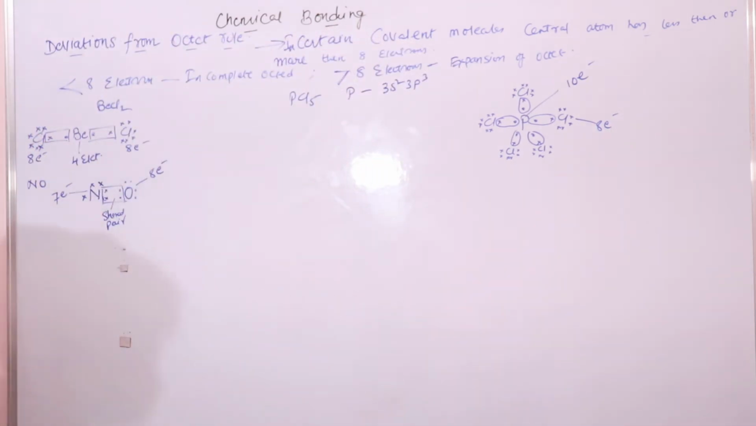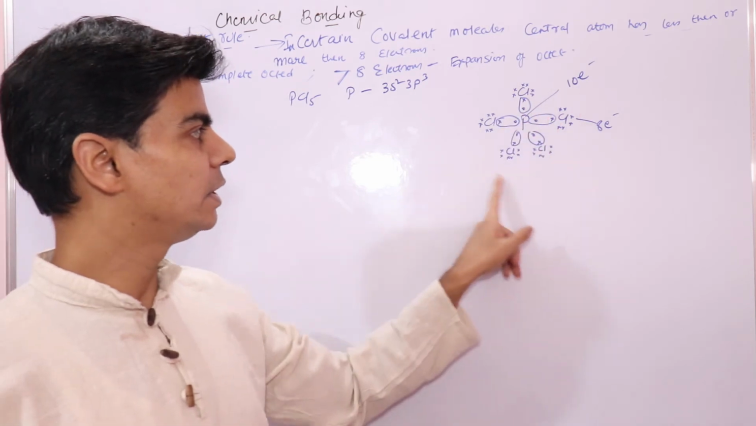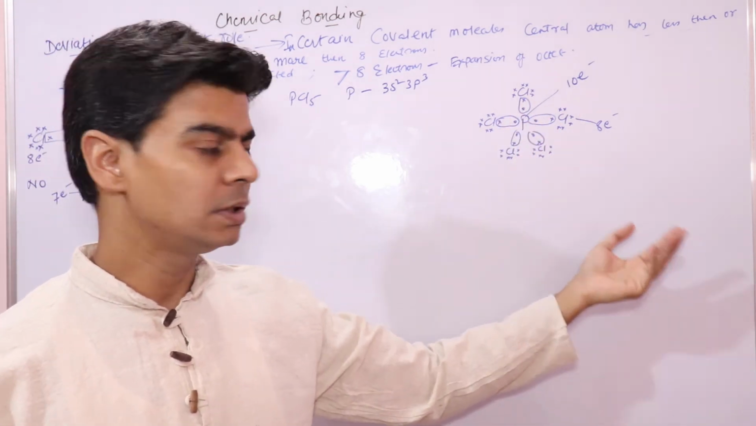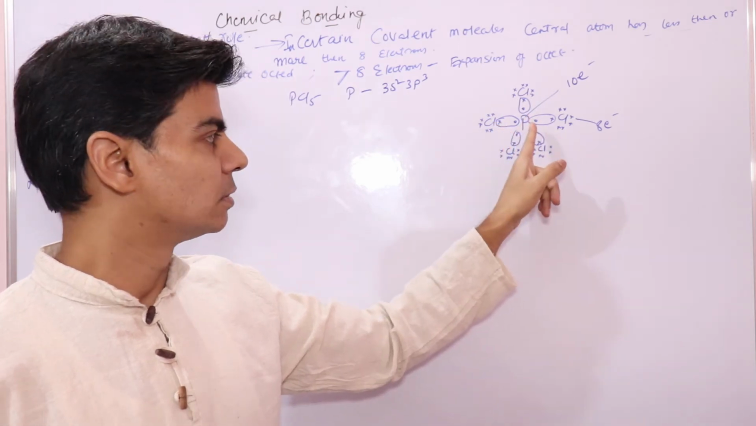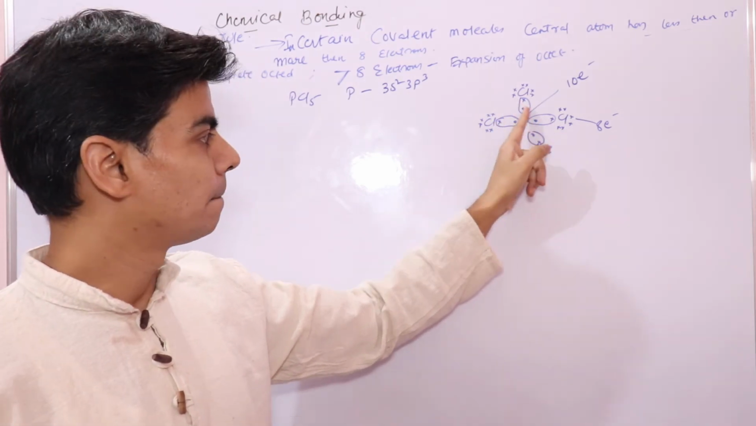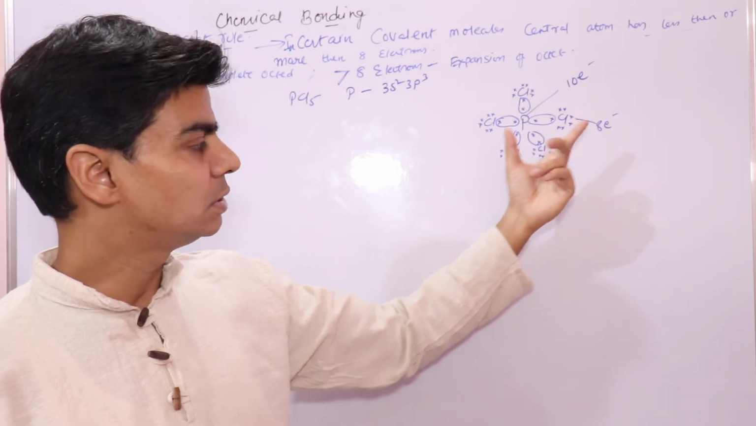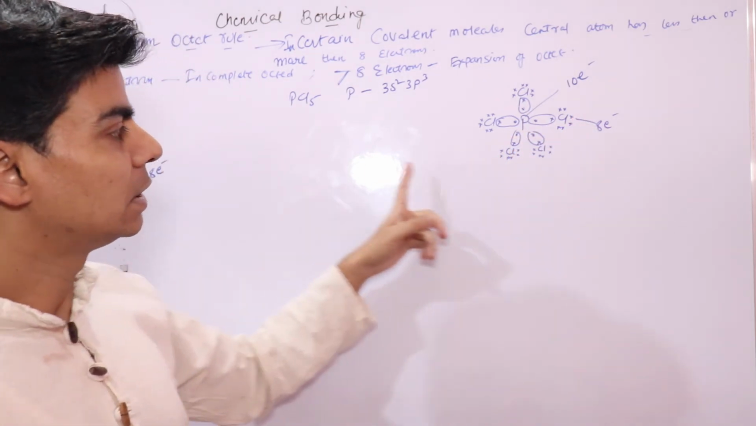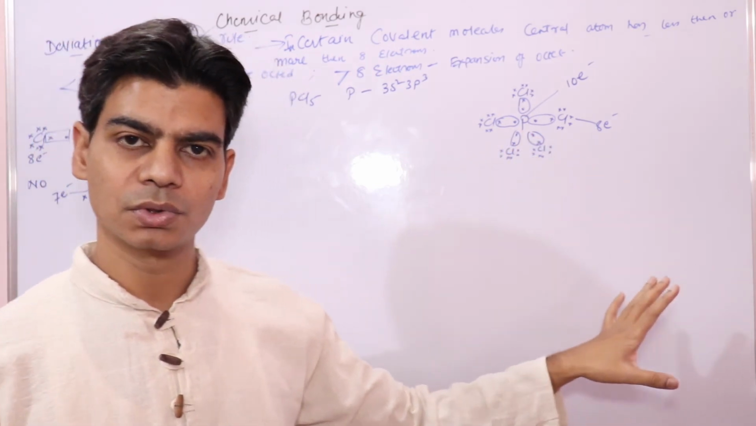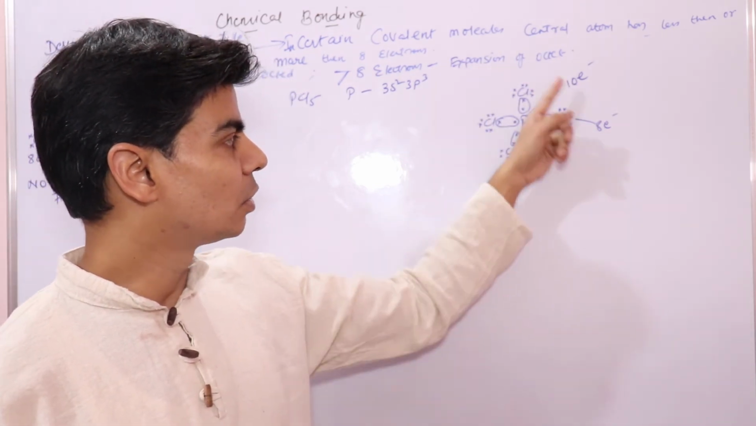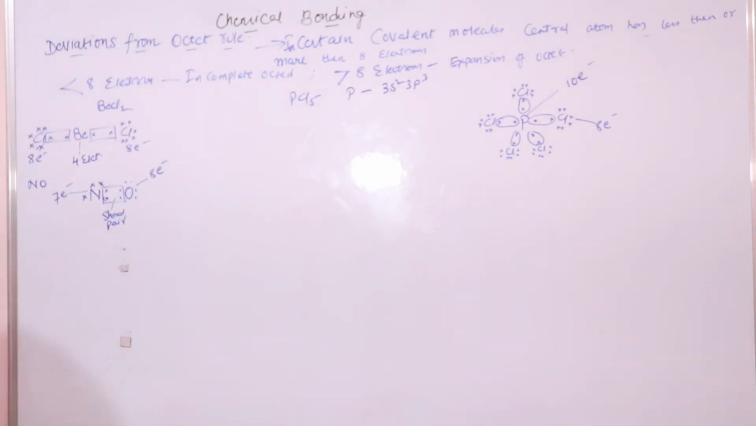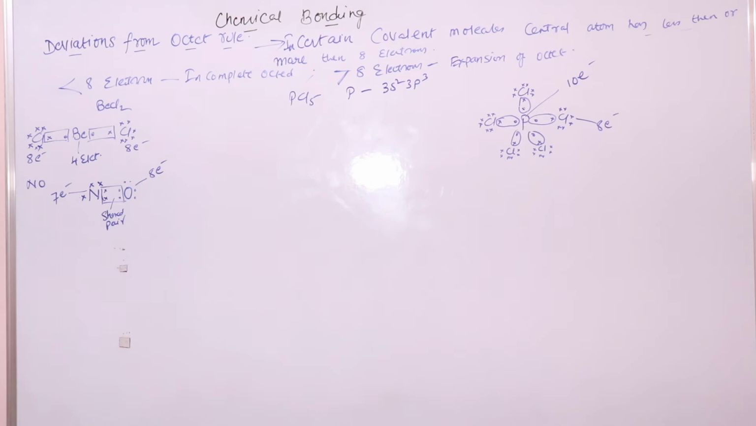So looking at the structure of phosphorus pentachloride, we can see that phosphorus has an expanded octet. We also call it a superoctet structure. So it has 10 electrons, that is, it does not follow the rule of octet, the rule of 8 electrons in the outermost orbit, because it has an expanded octet of 10 electrons.